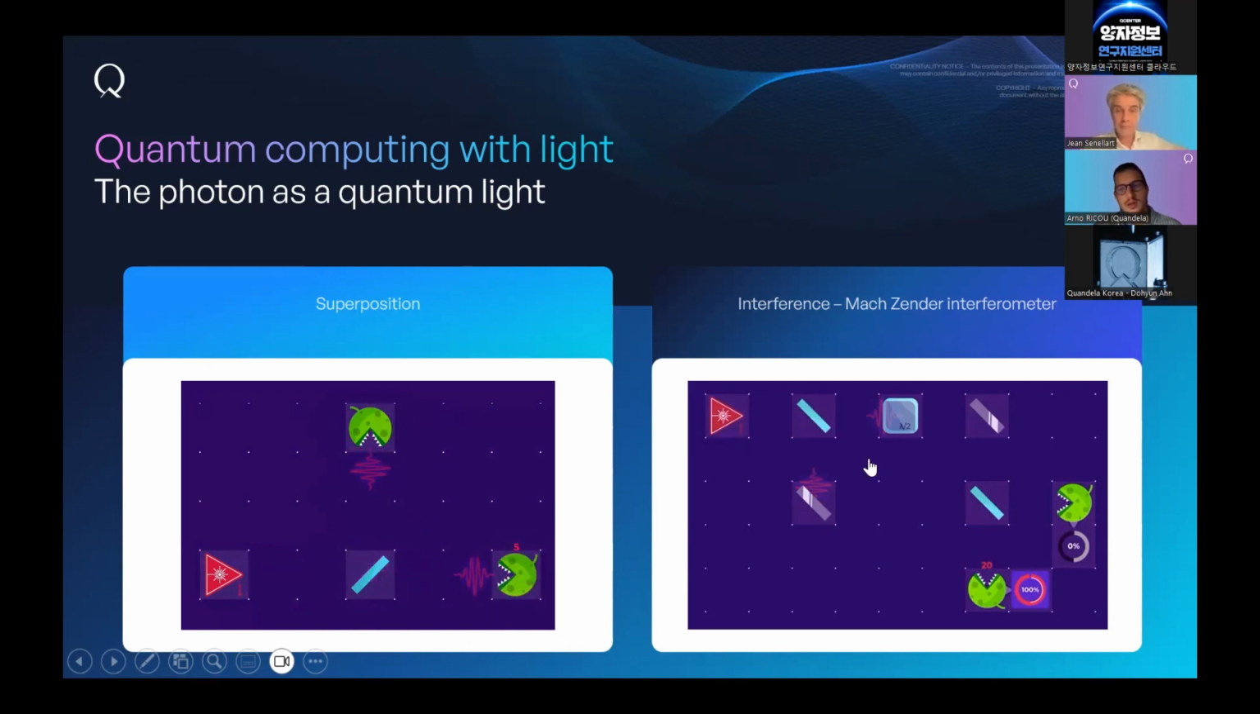Then how do we create interference? We start by creating superposition, and then we apply a phase shift. You can imagine it as having a wave and you shift the wave so that it will constructively or destructively interfere with the other wave, so that the photon is detected either in one detector or in the other detector when you apply the phase shift. So that's how we do superposition and interference with photons.